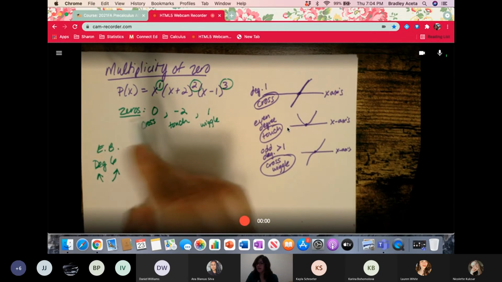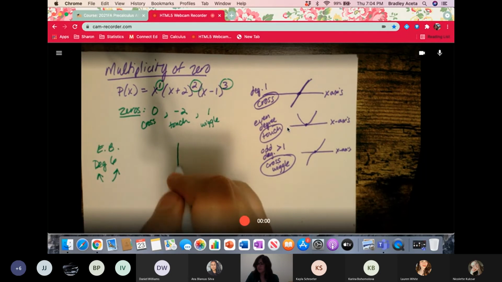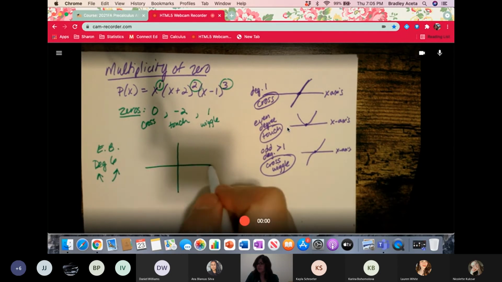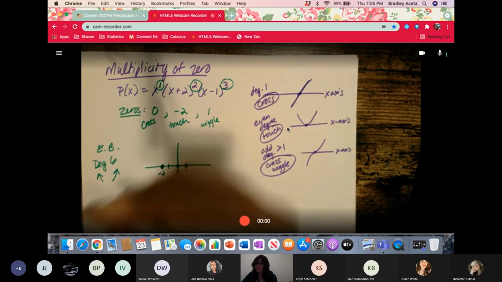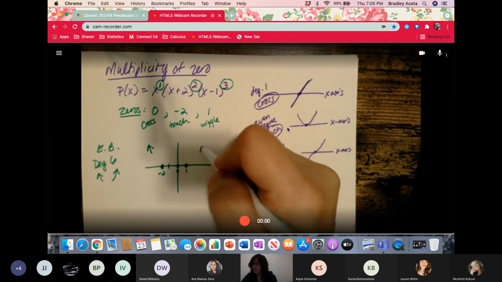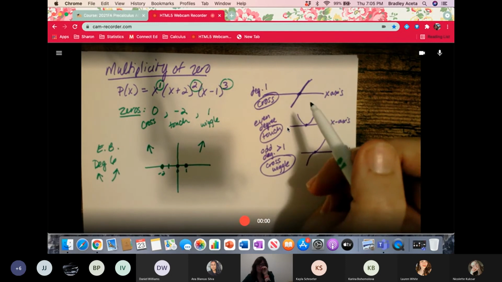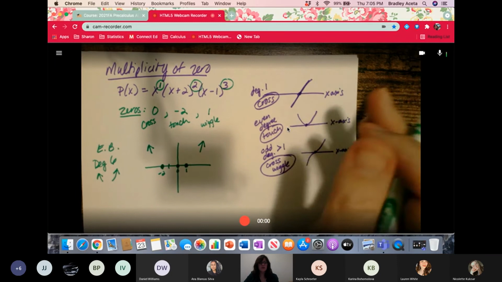So if I were to just give a quick sketch of this polynomial right here without even putting it in my calculator, here's 0. I'm going to put all my zeros on the x-axis: 1, and then negative 2. Okay? And I'm going to start my graph up, and I know I'm going to end up. And we're just sketching it. We're not looking to see how high it goes. We just want to give a quick sketch.